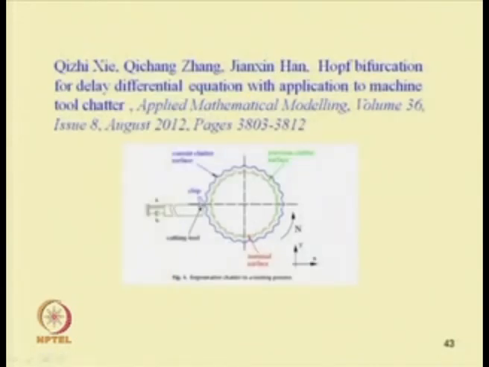Similarly, one can study the turning process, in which a regenerative chatter occurs. So, this paper by Ji, Zhang and Hao, Hopf bifurcation for delay differential equation with application to machine tool chatter, was published in Applied Mathematical Modelling in 2012. One can further study these papers to know more about this Hopf bifurcation.